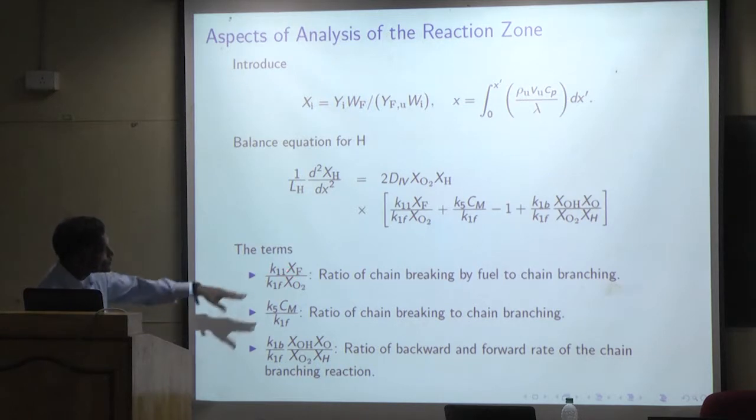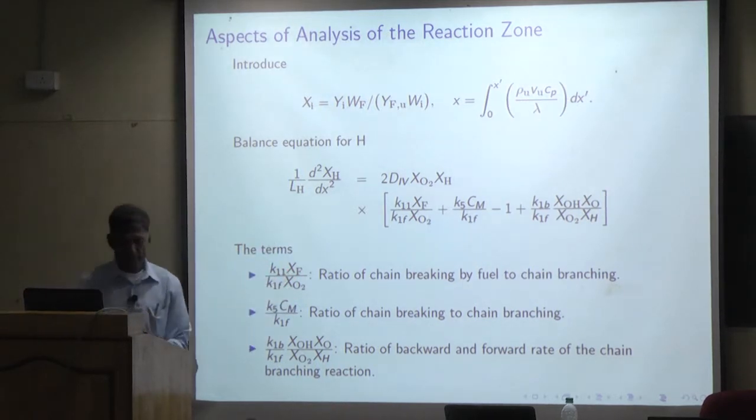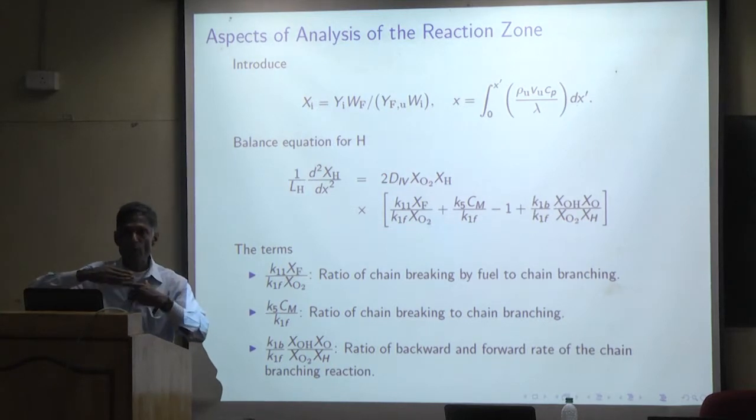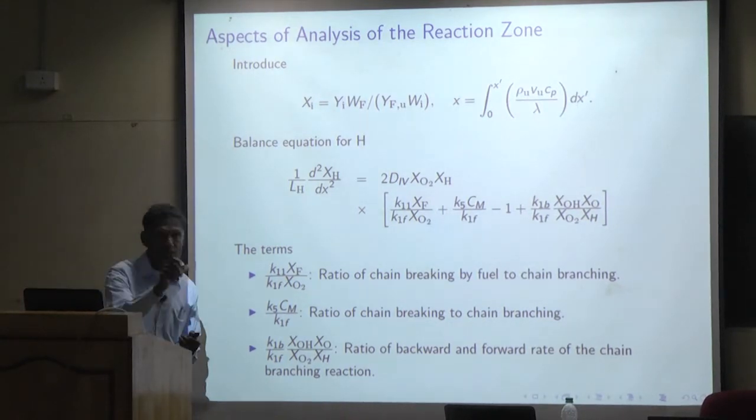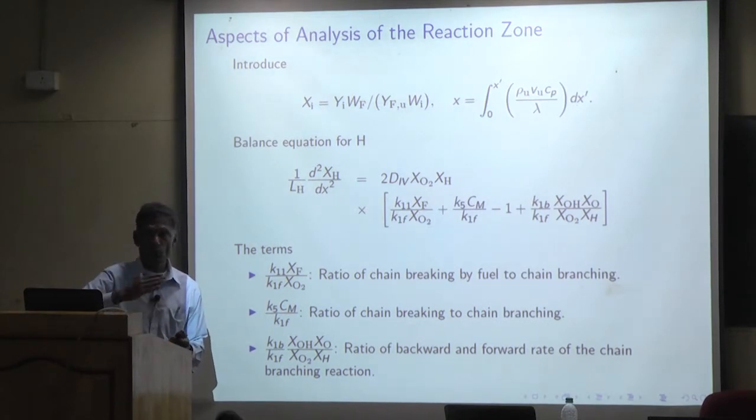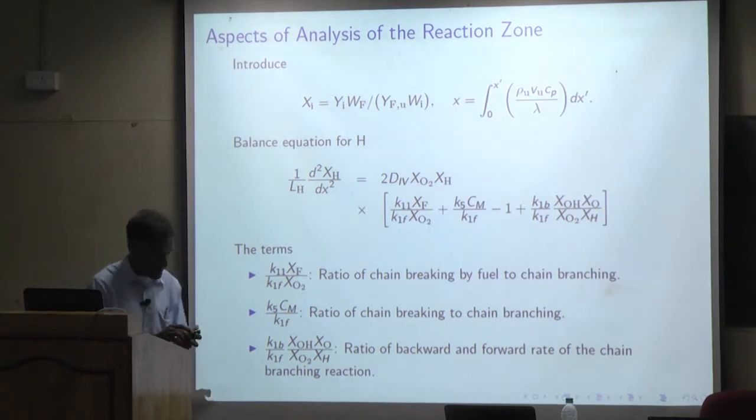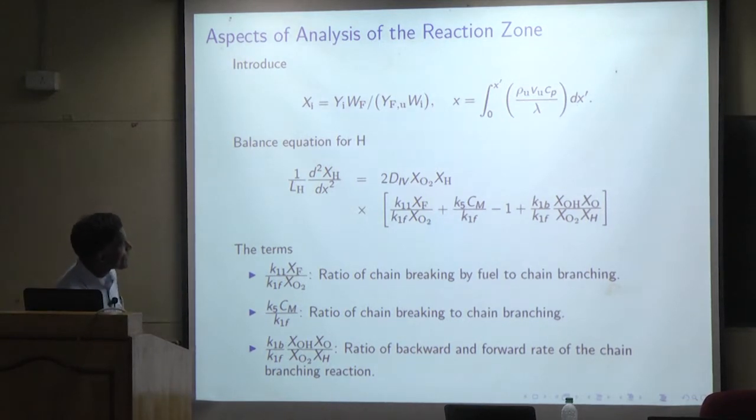This is why it is called rate ratio asymptotics, because when you write this equation in non-dimensional form, what appears is the ratio of chemical rates. So what's important is not each rate, but the ratio of the rates of one versus the other. So you get this: the ratio of chain breaking to the fuel to chain branching, the ratio of chain breaking and chain branching, and this particular step is the ratio of the backward and forward rate of the chain branching reaction, H plus O2.